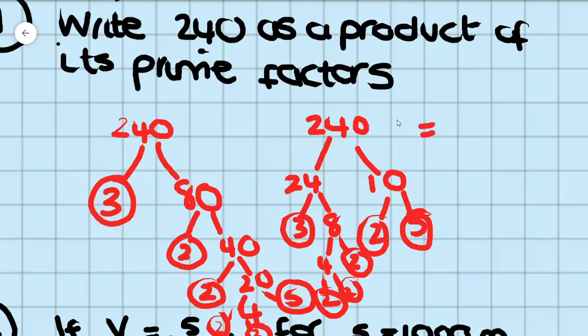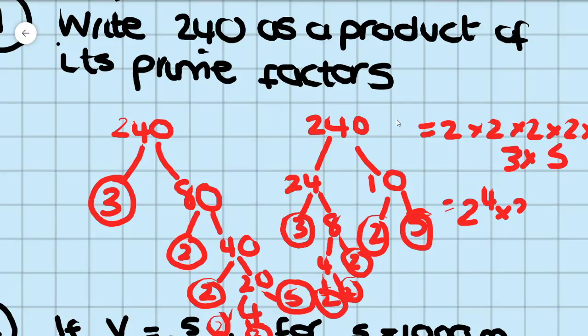So 240 equals 2 times 2 times 2 times 2 times 3 times 5, which was 2 to the power of 4 times 3 times 5 if we're putting it in index form, so it just looks slightly neater doing it that way.